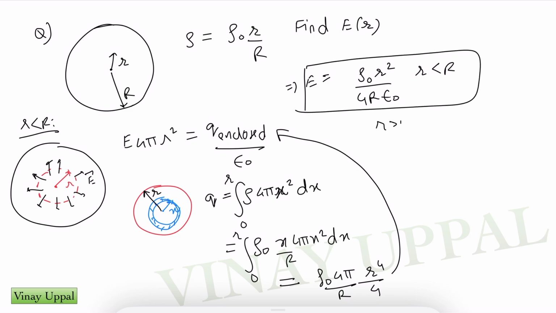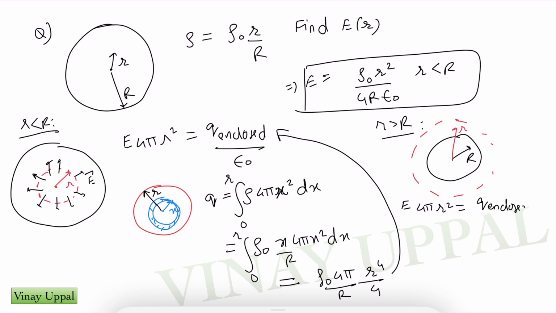And what about r greater than capital R? For that situation, I'll have my Gaussian surface outside. Once again, I'll write E into 4 pi r squared is charge enclosed by epsilon naught. Now, charge enclosed will basically mean the entire charge of this solid sphere. So, in order to get the entire charge, I don't have to integrate again. I can just substitute small r as capital R here, and you will get the charge enclosed within the entire sphere, and therefore you will be able to calculate the electric field.